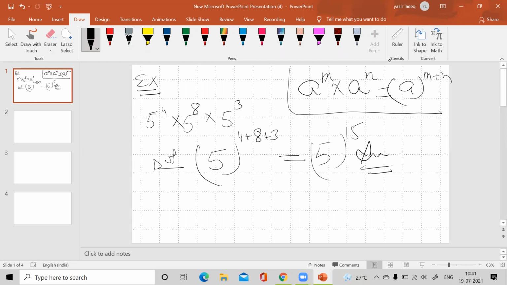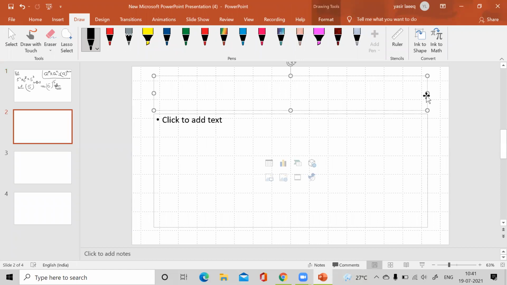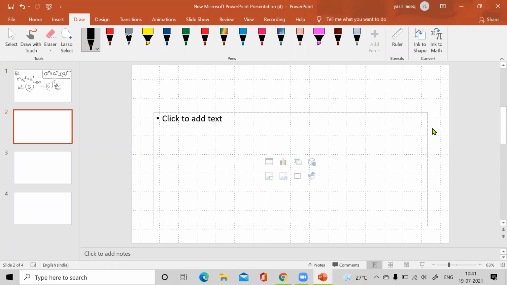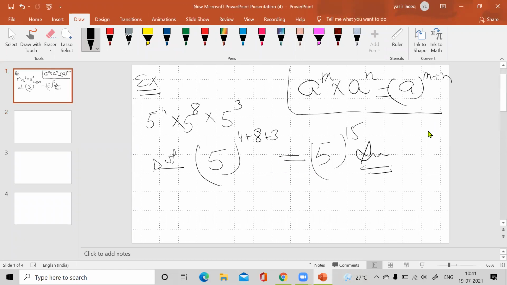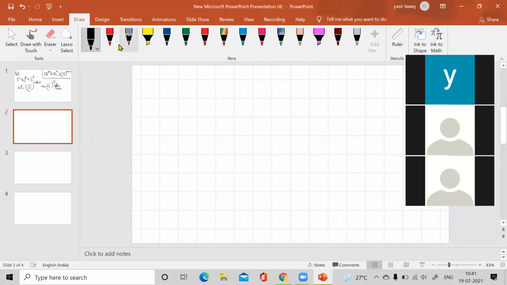And what does the second law say? Second law is for division. Dividing powers with same base.